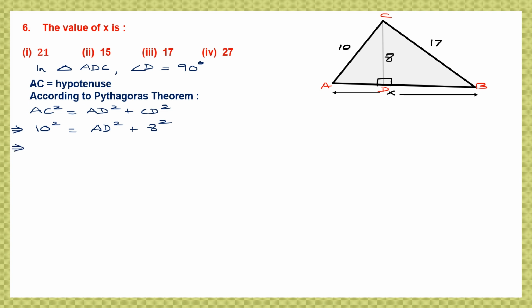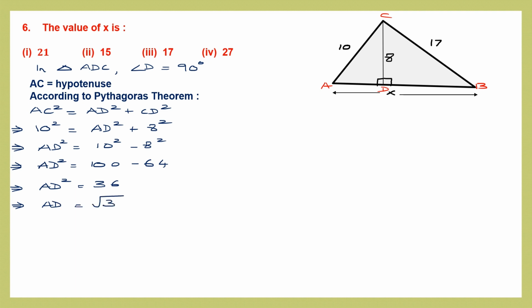So now let's find the value of AD square. AD square is equal to 10 square minus 8 square. So let's simplify. AD square is equal to 100 minus 64. So AD square is how much now? AD square is equal to 36. We want to find only AD. That means we will write the square root of 36. And the square root of 36 is 6 because 6 into 6 is 36. So we have found the value of AD, this portion alone, and that is 6.